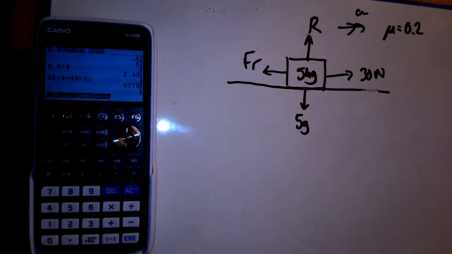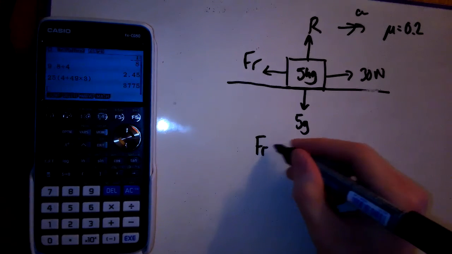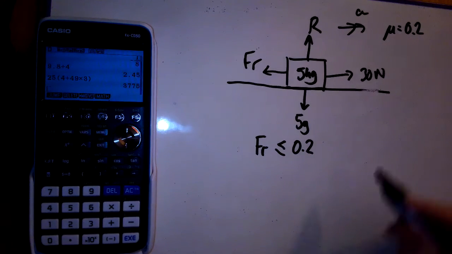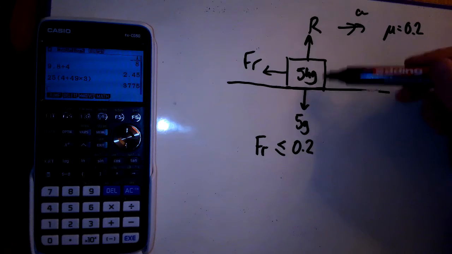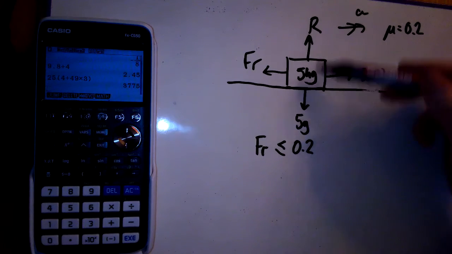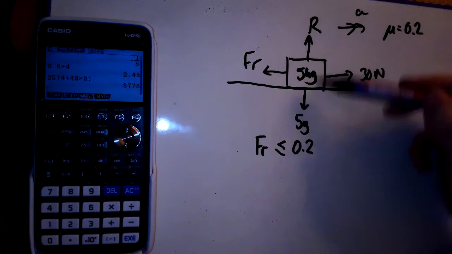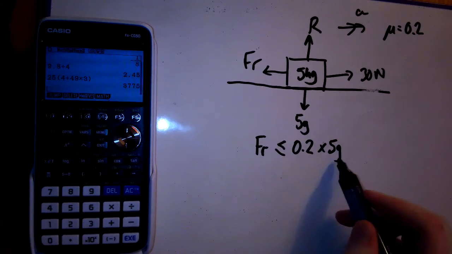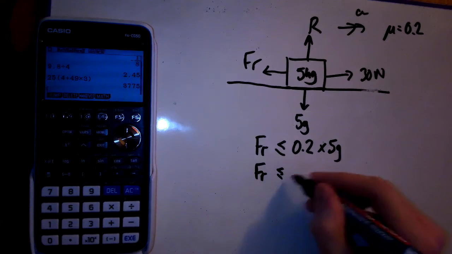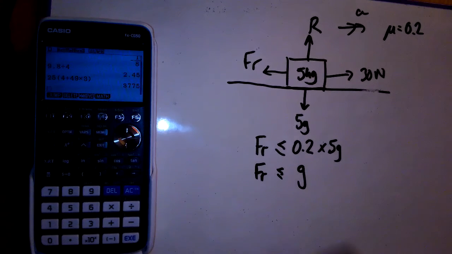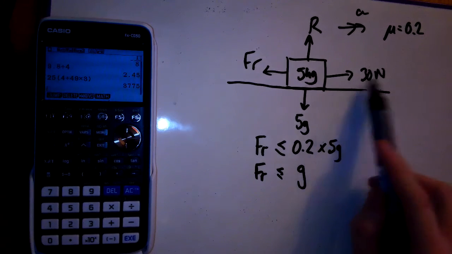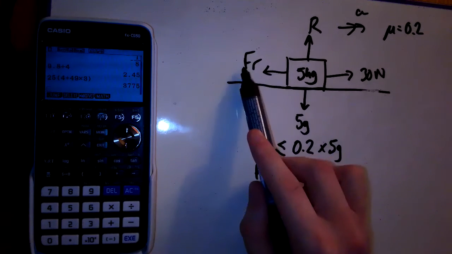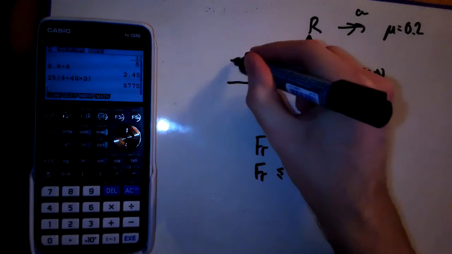So we need to work out what is friction. So using the formula, friction is less than or equal to mu times R. Well, to get R, if I just resolve up and down, R has to equal 5g because there's no acceleration in this direction. So up has to equal down. So friction is less than or equal to 0.2 times 5g. So that just gives me 1g, which is 9.8. So I've got 30 pulling it this way. This can be anything up to 9.8. Now, since 30 is bigger than 9.8, friction has to be 9.8, has to be the g.